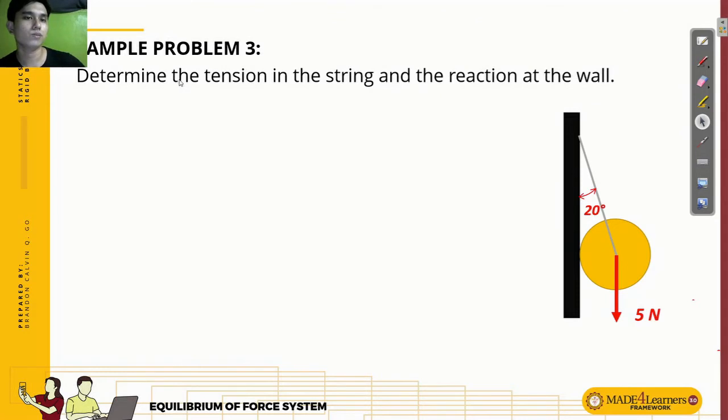Okay, so number 3. Determine the tension in the string and the reaction at the wall. Okay, so for this one, unsa may reaction sa wall ani? Of course, kung atong tanaw ang structure, no? So, kani siya, mag-inat ni siya, kay tension man eh. Diba? So, mao ni itong assumption.